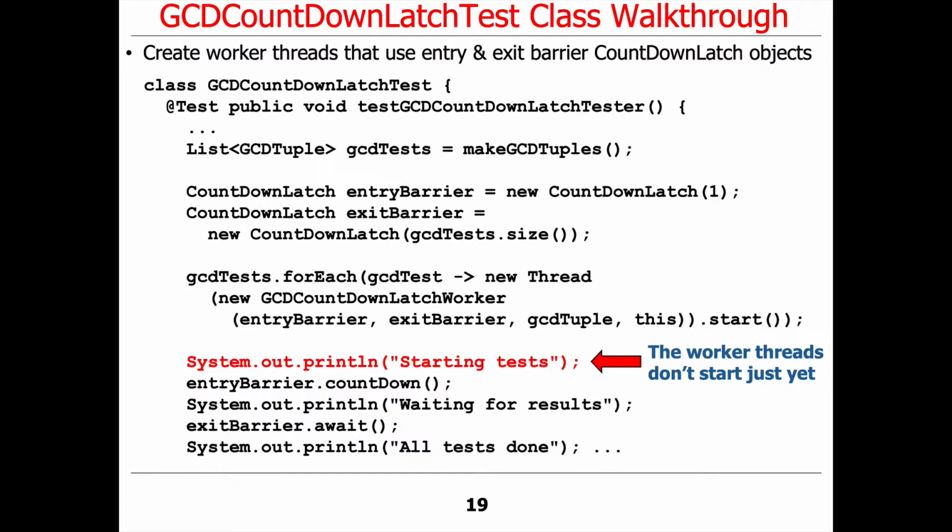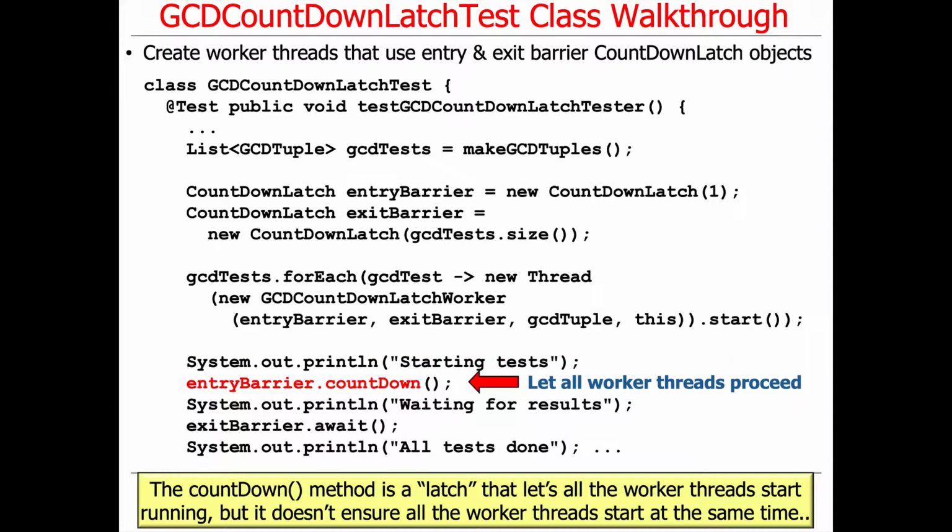Although the worker tests don't start just yet, even if they've been created and are up and running as a result of being started in that previous loop. Instead, all those threads will have to wait for the entryBarrier.countDown method, which will let all the worker threads proceed at that point. Now, what's kind of interesting about this is the countDown method, as you may recall, is just a latch. And this latch lets the worker threads start running. But it doesn't work as a barrier. In particular, it doesn't ensure that all the worker threads start at the same time.